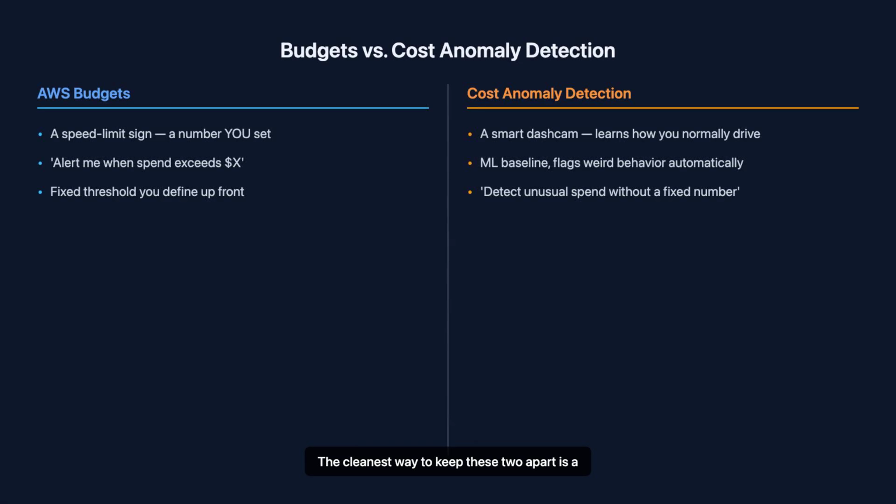The cleanest way to keep these two apart is a driving analogy. A budget is a speed limit sign. It alerts you when you cross a number that you set in advance. Cost anomaly detection is a smart dashcam. It learns how you normally drive, and it flags the moment you do something weird, even if you're technically under the limit. So the cue is the wording. Alert me when spend exceeds a specific number. That's budgets. Automatically detect unusual spend with no fixed number to define. That's cost anomaly detection. One quick caveat: anomaly detection doesn't monitor third-party marketplace products, so for those, fall back to budgets.